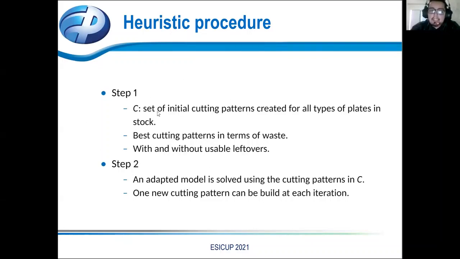After this set C of initial cutting patterns is created, the procedure goes to step 2, in which an adaptation of our proposed model is solved using the cutting patterns created in step 1. So the model in step 2 of the heuristic procedure will create just one new cutting pattern at each iteration, but it can use the initial cutting patterns created in step 1.